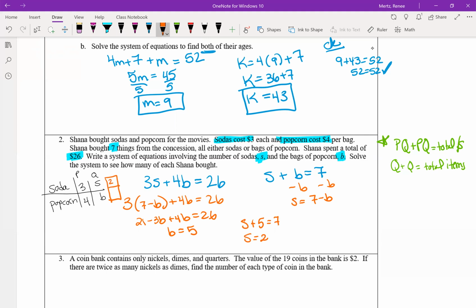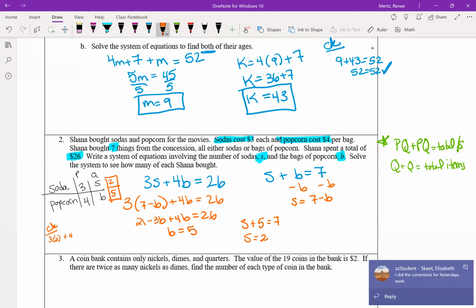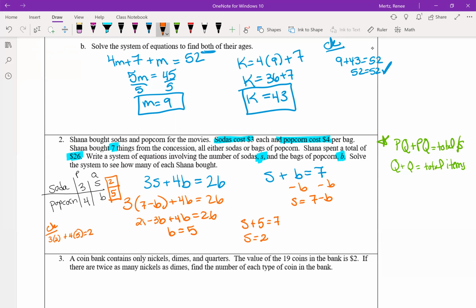Quick check. If soda is 2 and popcorn is 5, for my check, I'm doing 3 times 2 plus 4 times 5, which needs to be 26. So 26 equals 26 is correct.